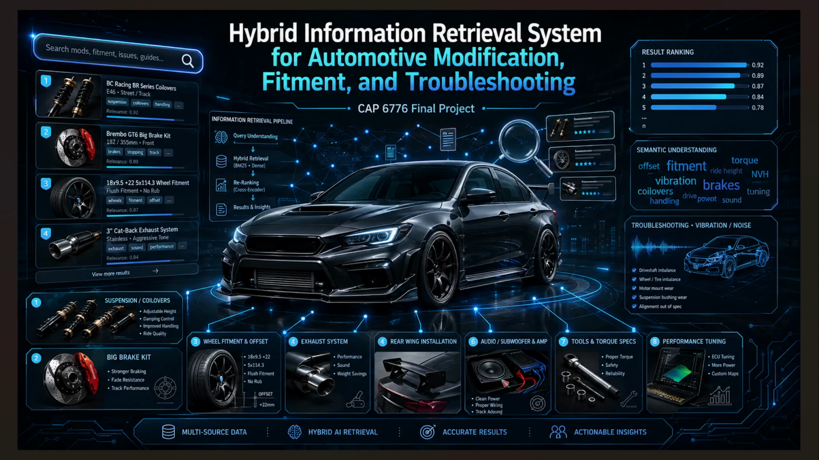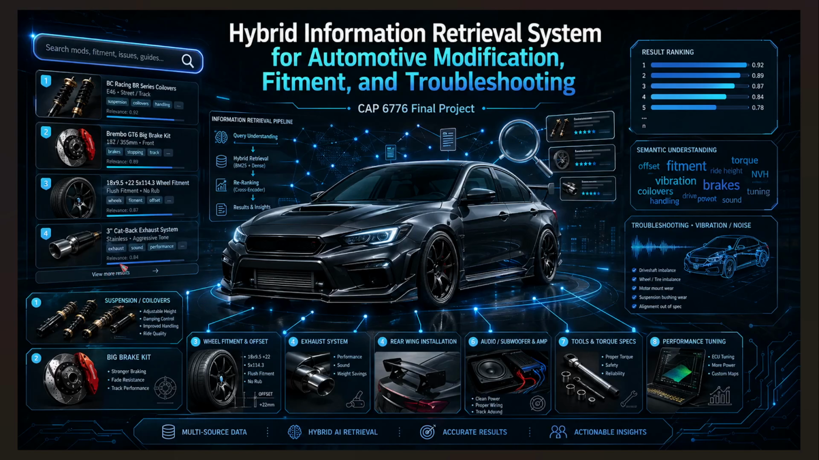The problem I've focused on is that automotive information is often hard to search using only simple keyword matching. For example, users may search for things like brake kits, wheel fitment, torque specs, suspension settings, or wiring issues. Some of those queries heavily depend on exact terminology, while others are more descriptive. Because of that, I wanted to compare different retrieval approaches and see how they behave on the same dataset.